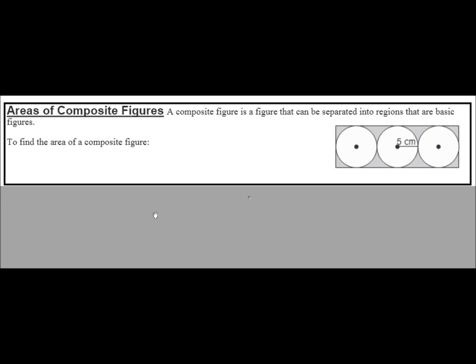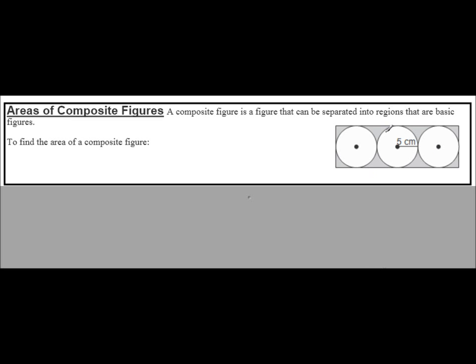Work on areas of composite figures, and this is going to bring together all of our area formulas. A composite figure is just a figure that's separated into regions that are just basic figures. So right here is an example of a composite figure. It's a rectangle, and within the rectangle are circles. So we're going to have to combine numerous area formulas to find the area of the composite figure.